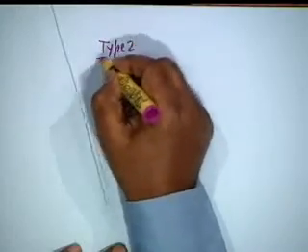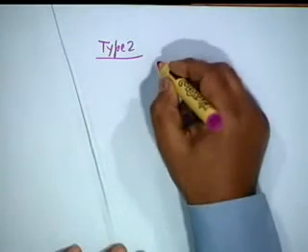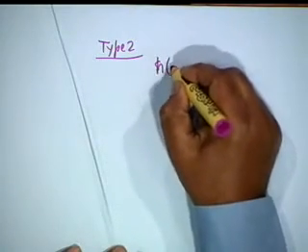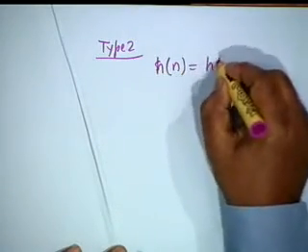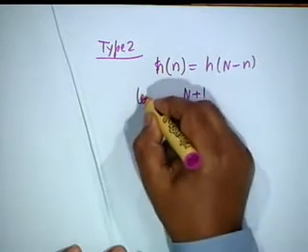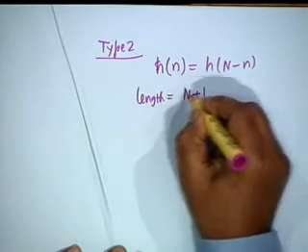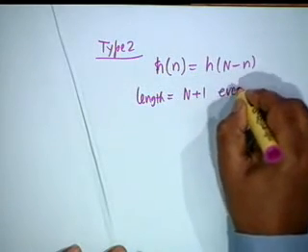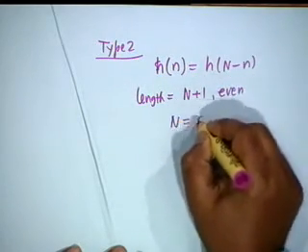Now let's consider type 2. You will see a very interesting feature. Type 2 is symmetry, that is h of n is equal to h of N minus n. N plus 1 length is even, that is capital N is odd.